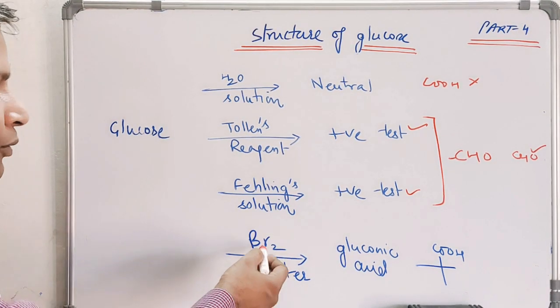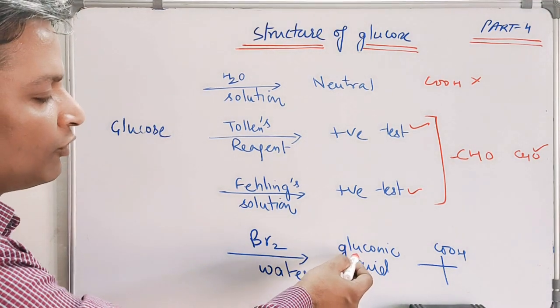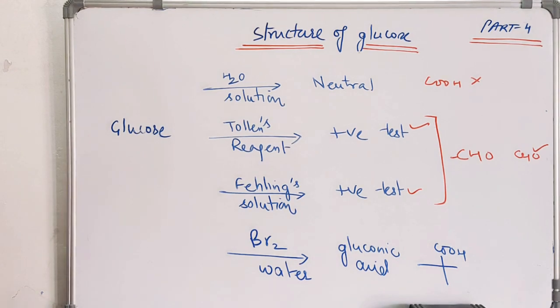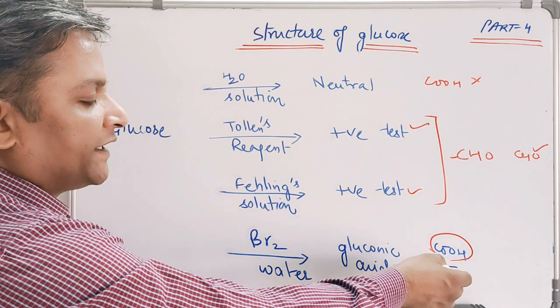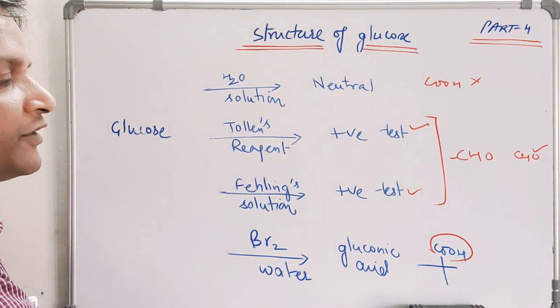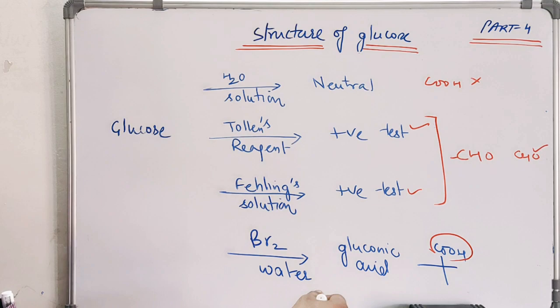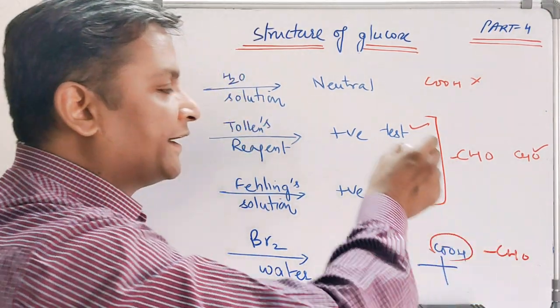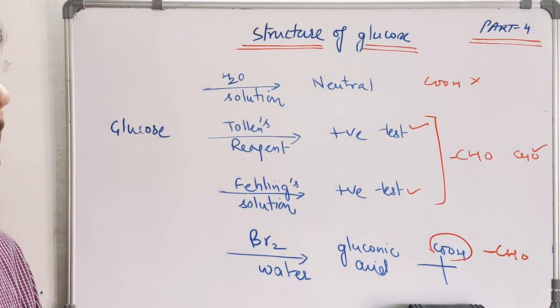Okay, the next section is bromine water. When glucose was treated with bromine water, it gave gluconic acid, a compound we discussed in the previous lecture, which contains a carboxylic group at one end, and the rest of the part is the same as it is. There is no change in the rest of the part. The formation of gluconic acid also indicates that if a mild reagent like bromine water can oxidize glucose, then glucose must be containing a very easily oxidizable aldehyde group. Only then can a mild oxidizing agent like bromine water oxidize it.